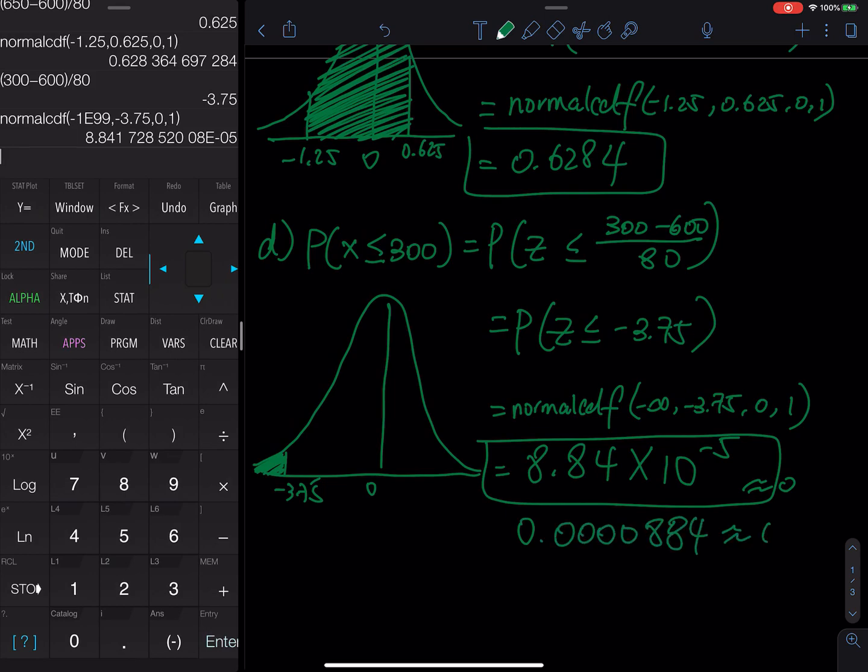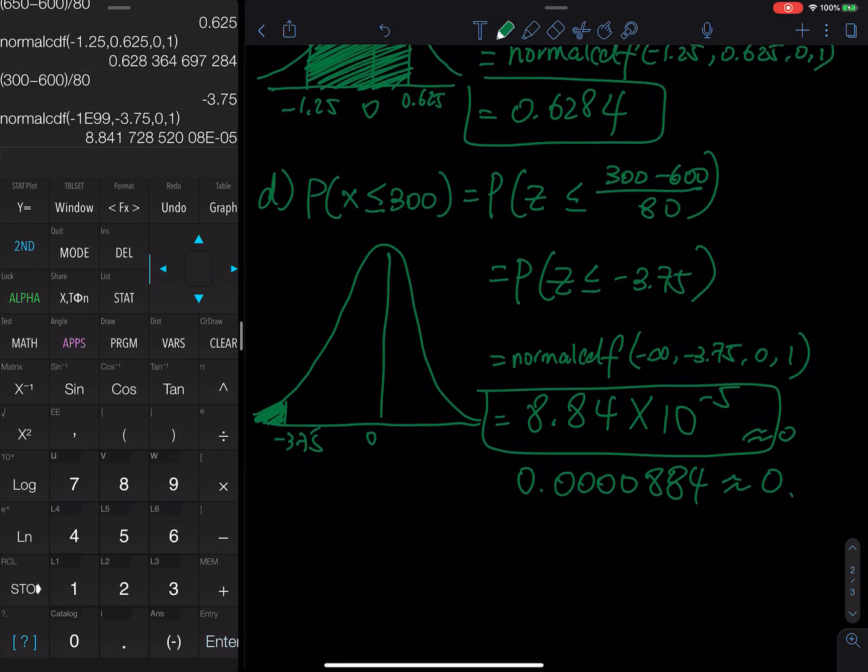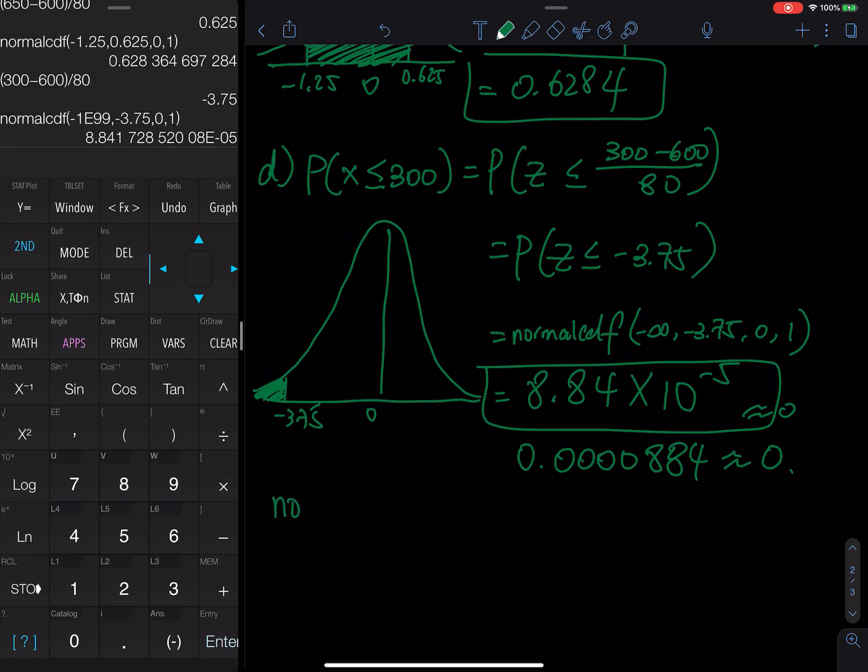So that is very close to 0. What is the shortcut to do this? The shortcut is you do normal CDF, and then you go from negative infinity to 300. The mean is 600. The standard deviation is 80. You will get the same thing.